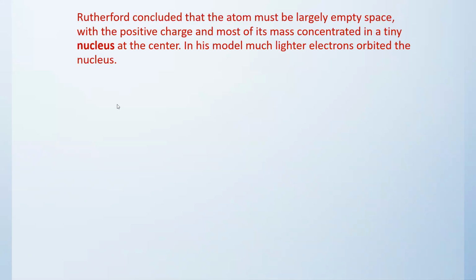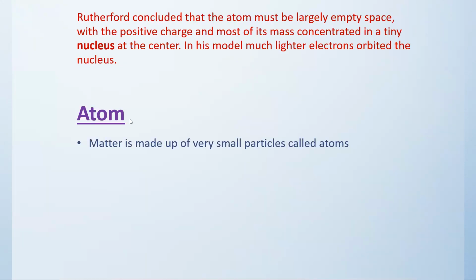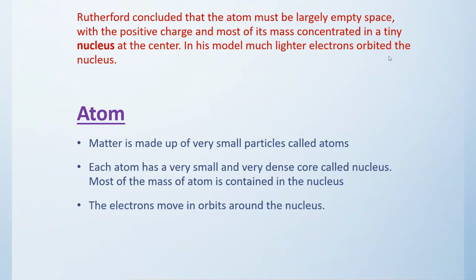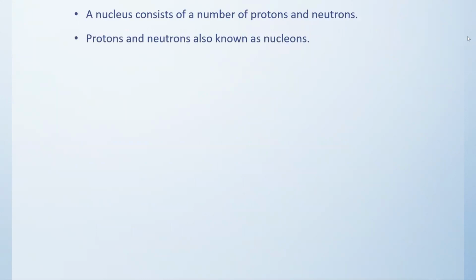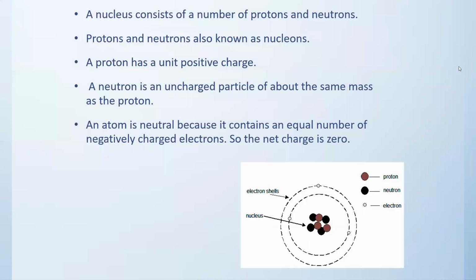So a quick revision of atomic physics. Every material consists of atoms, and atoms are very small particles which consist of neutrons, protons, and electrons. Neutrons and protons are within the nucleus, known as nucleons, and around the nucleus, a lighter particle, the electron, moves. And the number of protons and electrons are equal as the whole atom is electrically neutral.